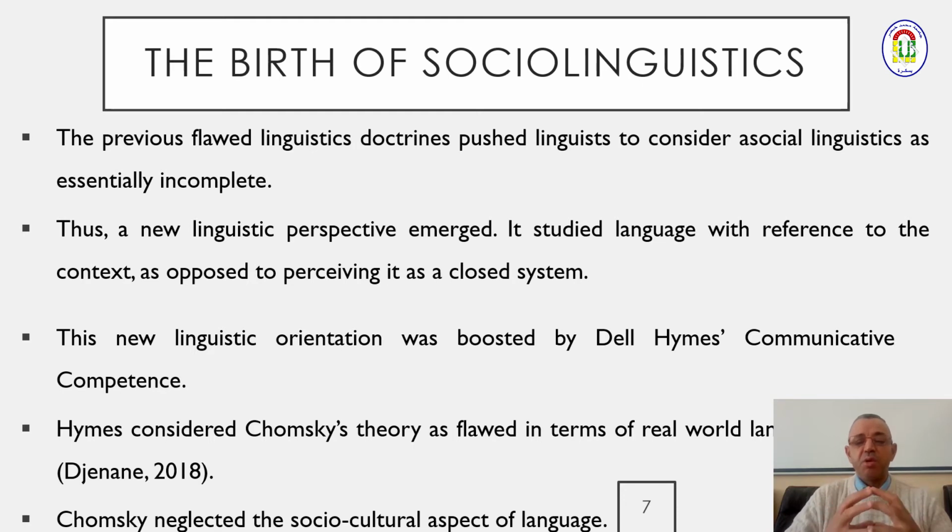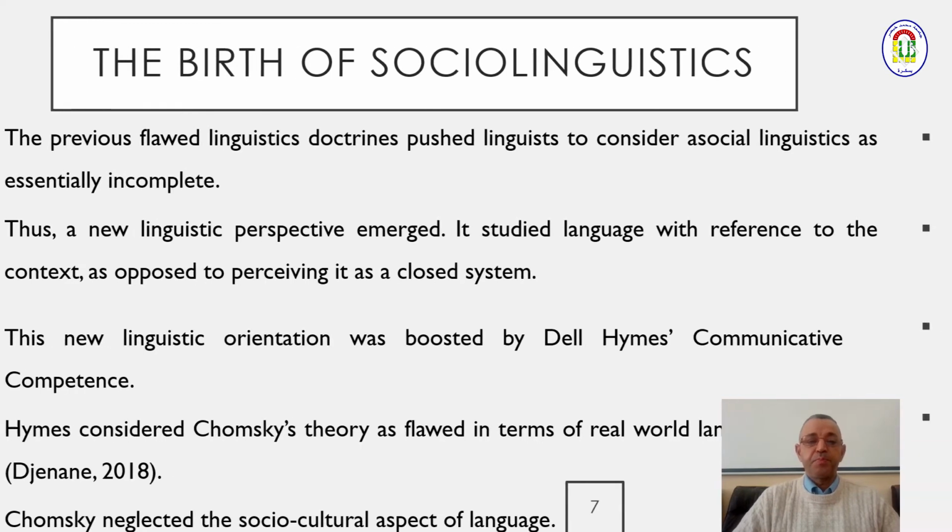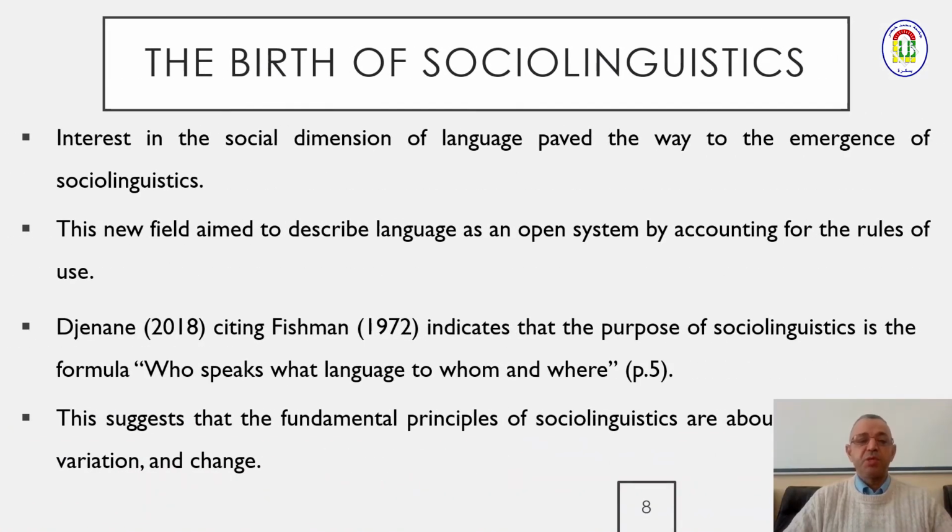Of course, with this new concept, something happened with linguistics. Interest in the social dimension of language paved the way to the emergence of sociolinguistics. This new field aimed to describe language as an open system by accounting for the rules of use. Before Hymes's communicative competence, the focus was on language as a closed system, limited within the mind, as Chomsky claimed. With Hymes, language is no more a closed system. It is an open system.